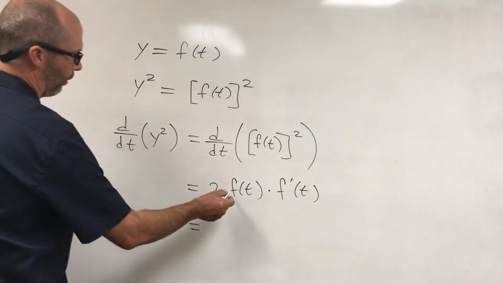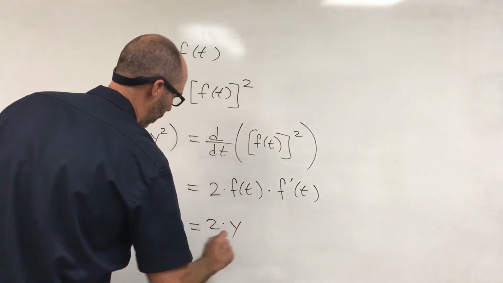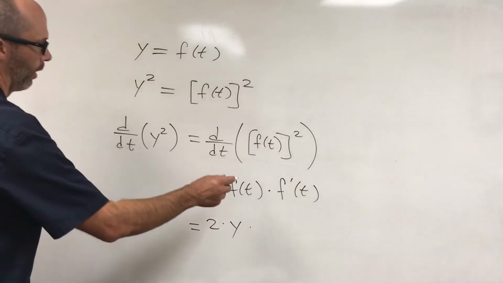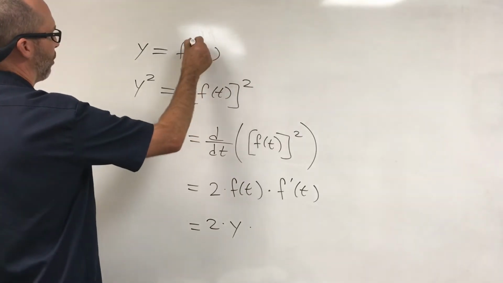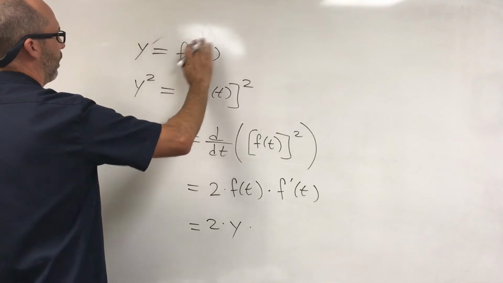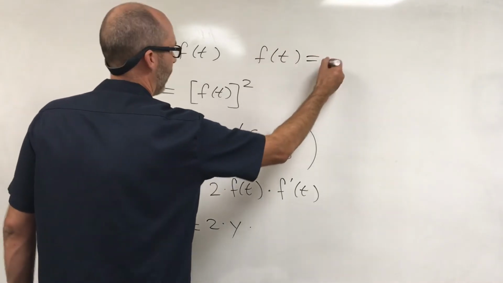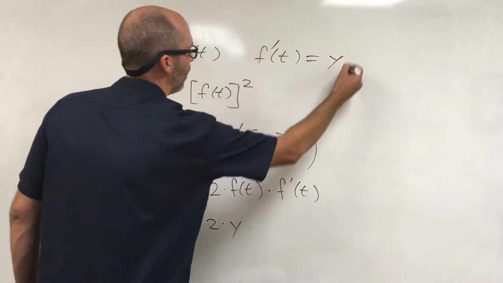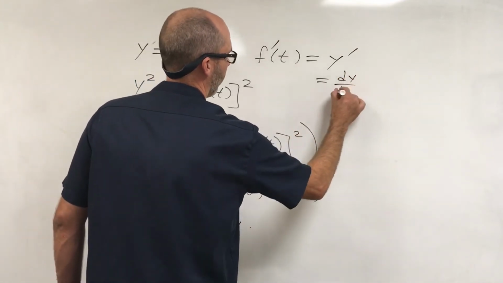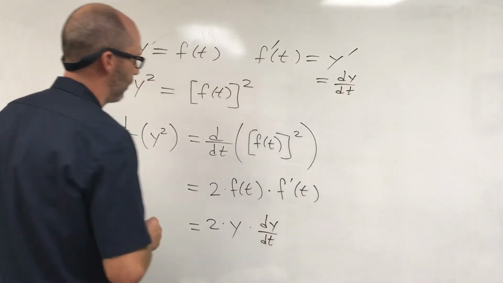All right, now f of t is y, so this is 2 times y times a different way of saying f prime of t, right? So taking a prime here, that's y prime, right? So here y equals f of t, you can write this the other way, f of t equals y, so f prime of t is y prime. Now y prime with respect to t is dy dt, so dy dt.